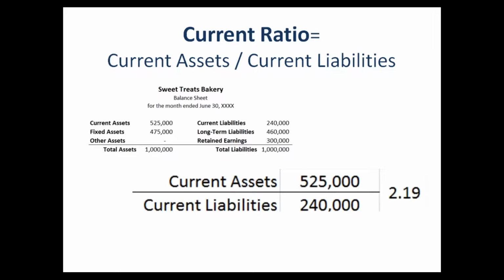So when we take a look at Sweet Treats Bakery as an example here, we see their assets and liabilities both on the balance sheet. If you divide the $525,000 of assets by the $240,000 of liabilities, you get a ratio of 2.19, meaning current assets are more than twice that of the liabilities.